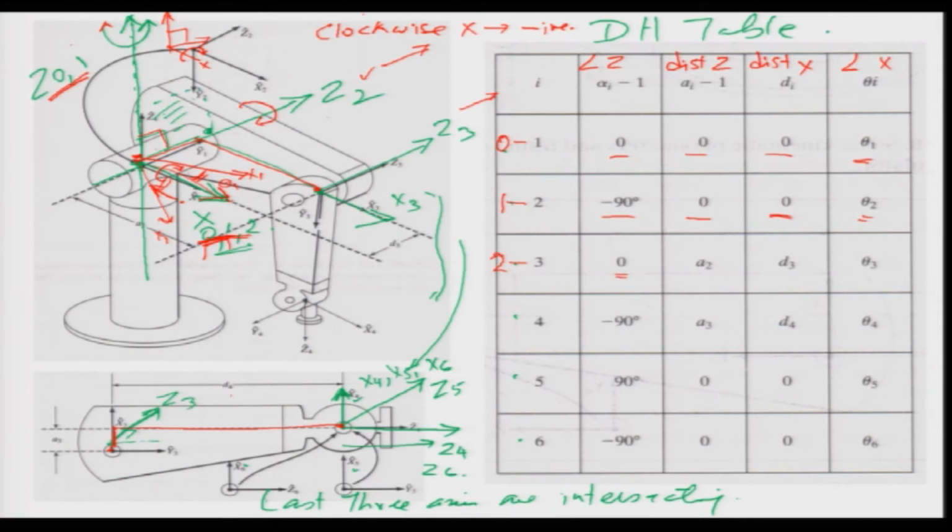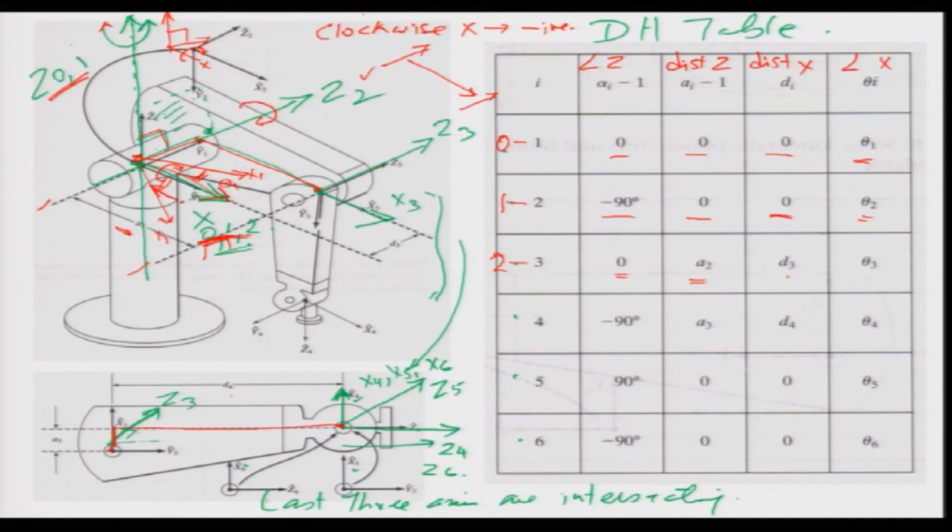Now, if you look at the distance between the z axes, there is a distance between the z's now. This is my distance between the z's, and it is given by A2. So, A2 is marked somewhere here. It has got a little clumsy, but the distance between this axis and this axis is given here as A2, and that is the distance between the z's.